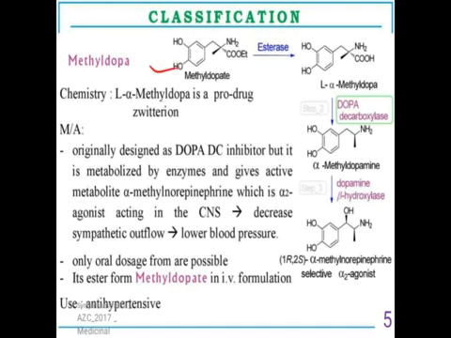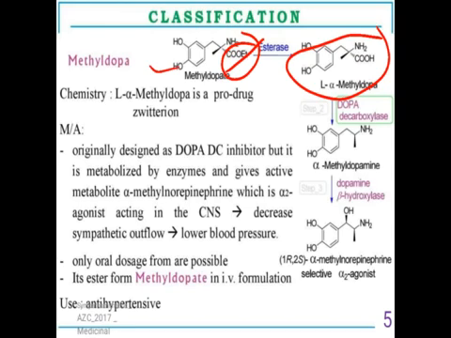This is the structure of methyldopa, that is methyldopate. That is the COOC2H5, the ester form they have made. Due to the ester form, what happens? It increases the duration of activity. So when it enters, it undergoes esterase hydrolysis, so this breaks and it produces the drug, that is the L-alpha-methyldopa.